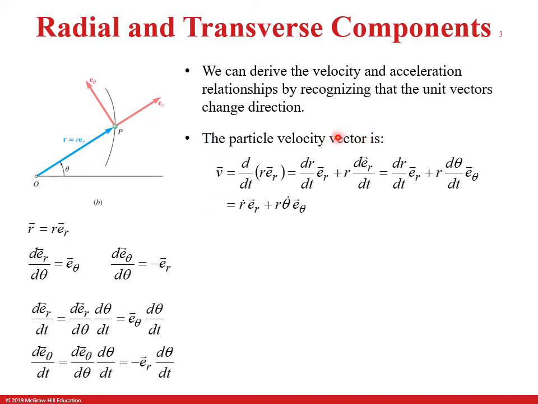The particle velocity vector, this gets a little more simple here. What this is here is the derivative of position. Velocity equals the derivative of position.